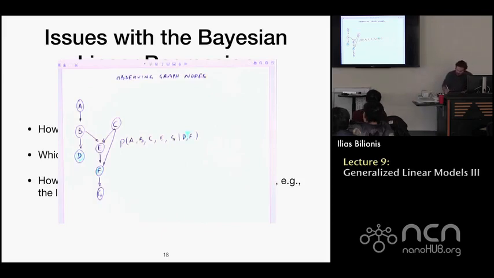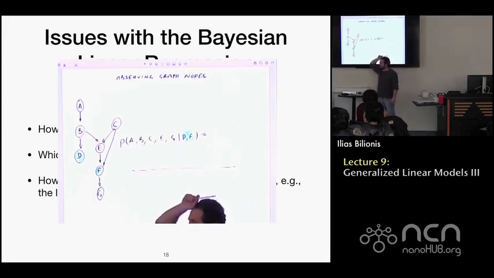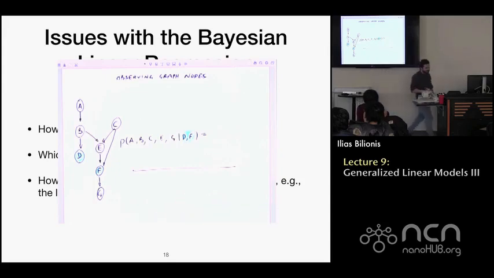So what is this probability? How do you get it? By Bayes' rule, to get this probability, you need the joint probability of this and that. So you need the probability of A, of B, of C, of D, of E, of F, of G.